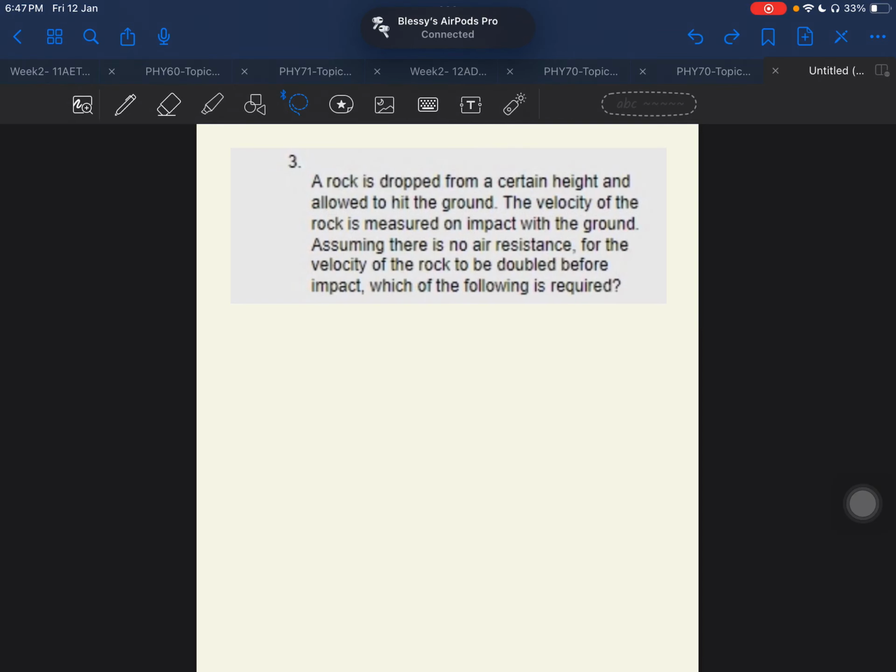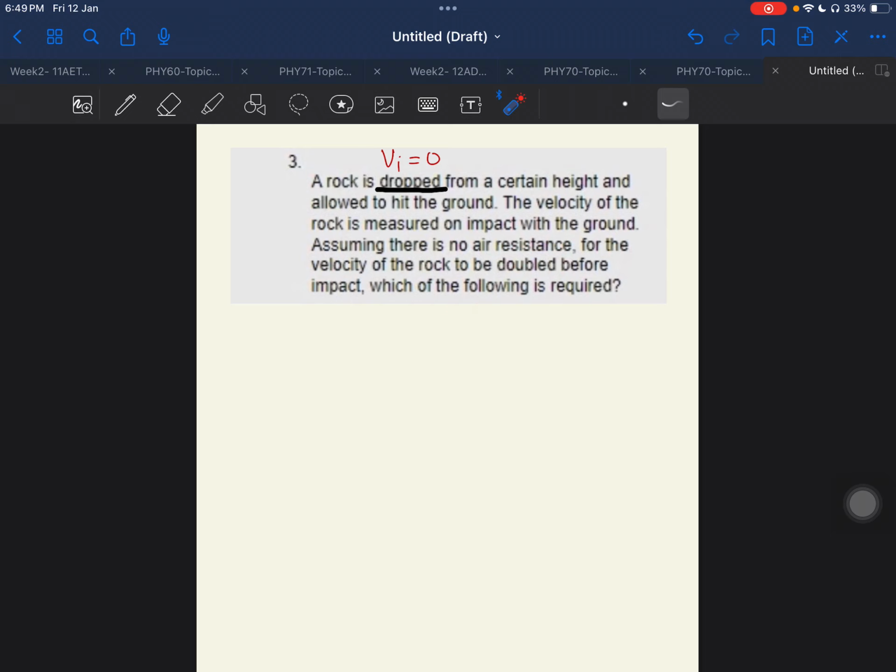Okay, in this video, we are going to look at some of the questions from the EMSAT paper. Here, a rock is dropped from a certain height. That means you have got Vi equal to 0, and it's allowed to hit the ground. The velocity of the rock is measured on impact with the ground, assuming there is no air resistance. For the velocity of the rock to be doubled before the impact, which of the following is required?